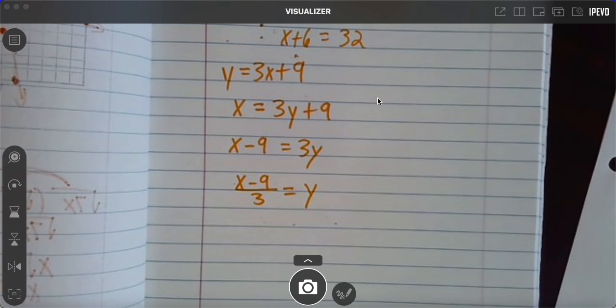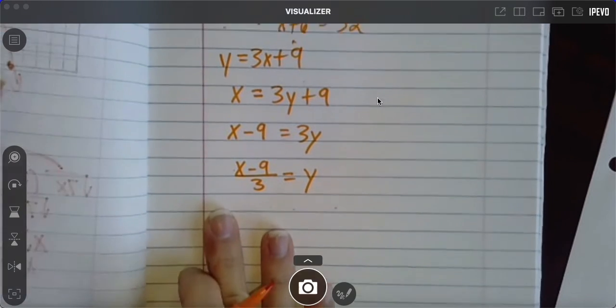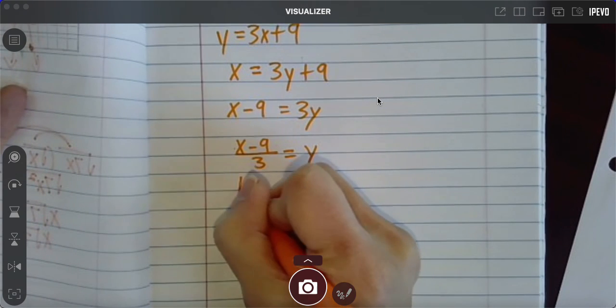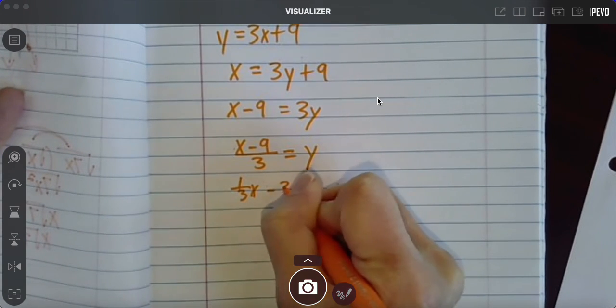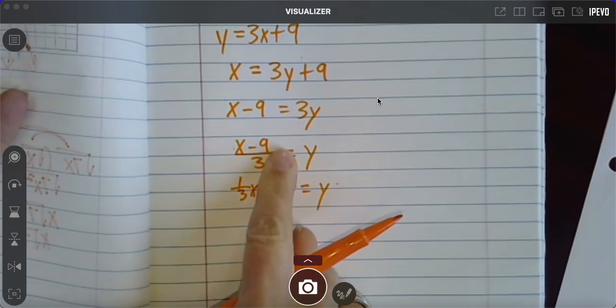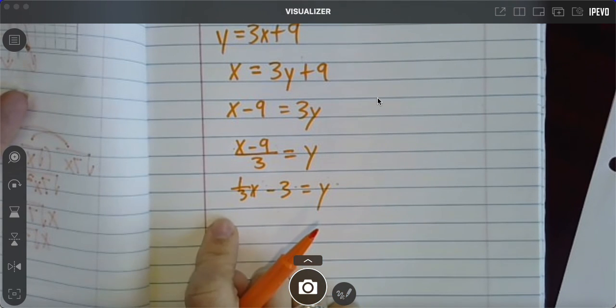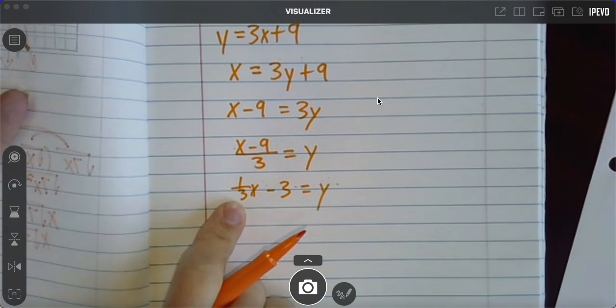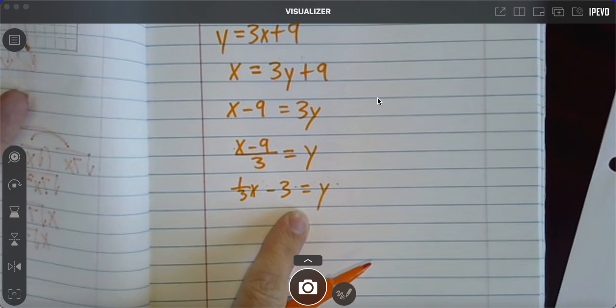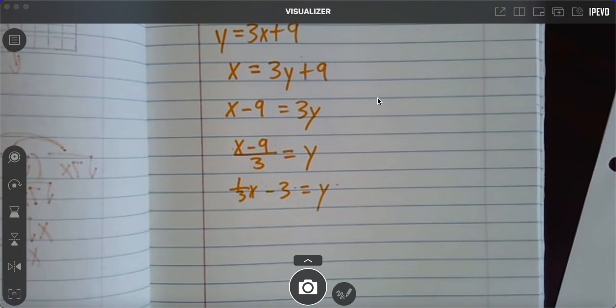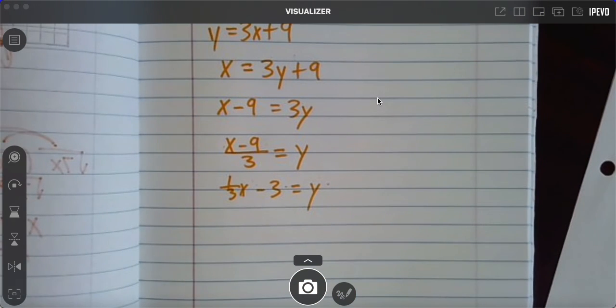I would leave mine like that, but they split theirs up. You can leave it like this. They write theirs as 1/3 x minus 3. I like it like this. Me too. But do y'all know that that's the same thing? That's x over 3, and what's this one? 9 over 3. Okay, they split it up. Okay, then the next one.